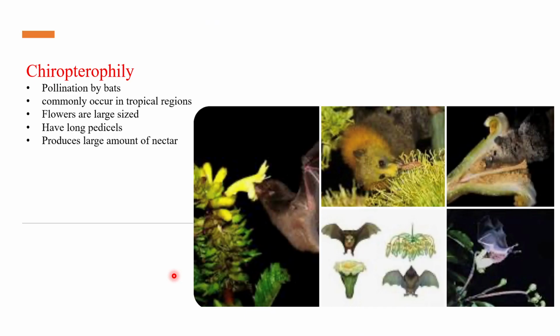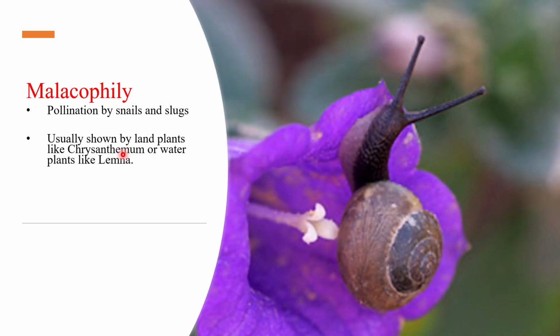In chiropterophily, the pollination is caused by bats. It commonly occurs in the tropical regions, and the flowers are large sized, have long pedicels and produce a large amount of nectar. This is very important. Pollination by bats is known as chiropterophily. Then we will see how malacophily takes place.